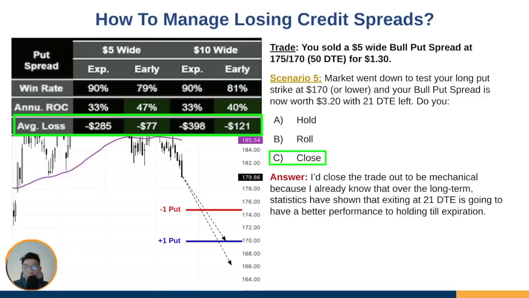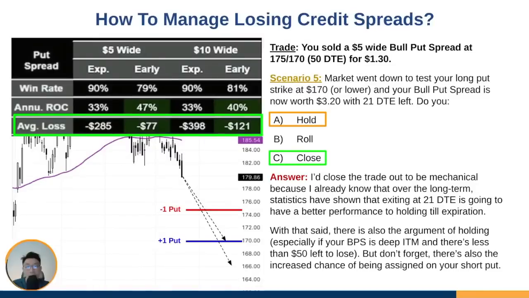So for me at this point in time, I'm just going to be mechanical and close out the trade, right? Because I know, again, the long-term statistics have already shown that we're going to get better performance if we just close it out at around 21 DTE. And you also get to manage your loss, right? You can see down here again, your average loss is going to be much less than if you hold it to expiration. Because the biggest risk right now is, what if the market continues to go further and all of a sudden you could lose the max loss on this trade, right? If you lose the max loss on this trade, it just means it's going to take a little bit more wins the next few times for you to recover this loss. So right now, I might actually just take the loss down here.